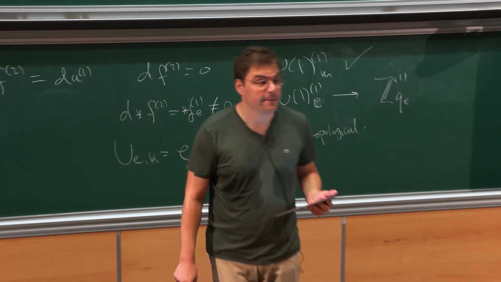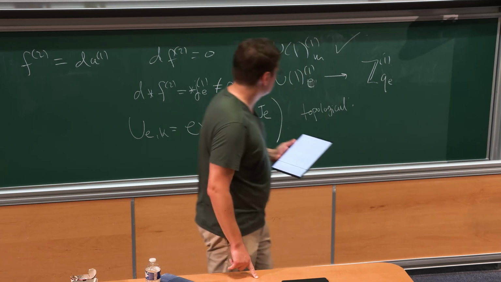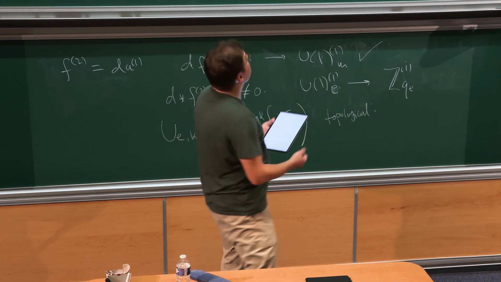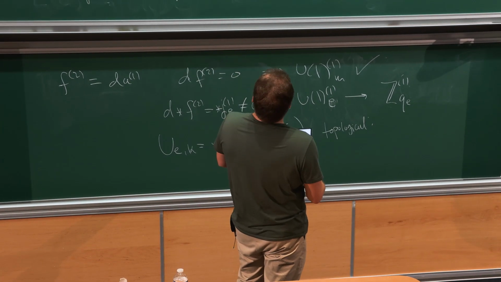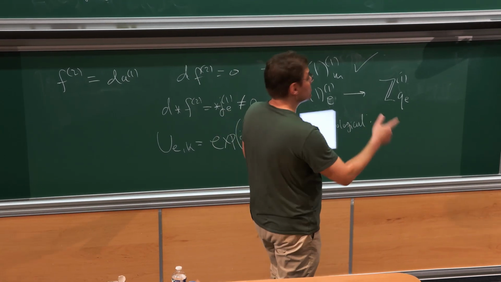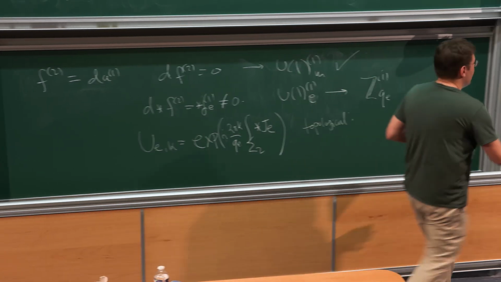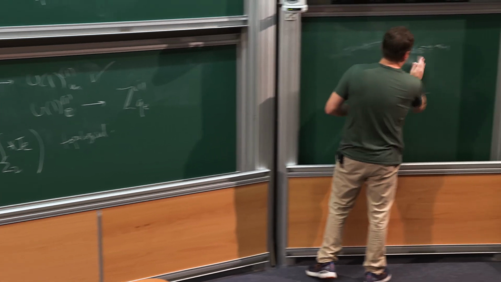Is there still a mixed anomaly between the ZQ electric and the U1 magnetic? Absolutely. So where's my anomaly inflow actually? Here. Maybe top. In the middle. That's too far from me. I'm going to use all my time getting the board done.